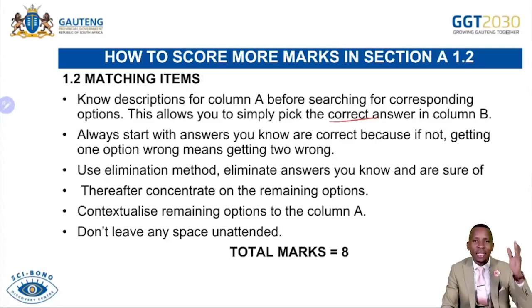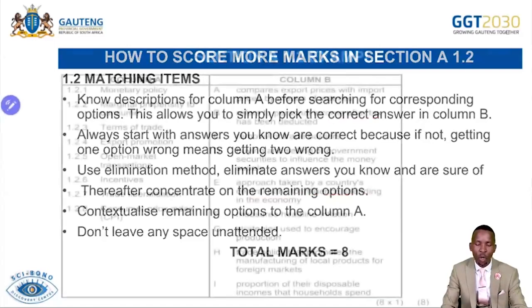But if you simply answer even answers that you are not sure of, you will end up putting wrong answers into wrong numbering, and then you get it wrong. Because remember, in this kind of question, if you put a wrong answer in a certain number, you are likely to get 2 answers wrong at the same time. Use the elimination method, eliminate answers you know and show that they are correct. Thereafter, concentrate on the remaining options. Contextualize the remaining options to column A before you get an answer. Do not leave any space. Ensure that you answer everything. It's out of 8 marks. It's also easily achievable.